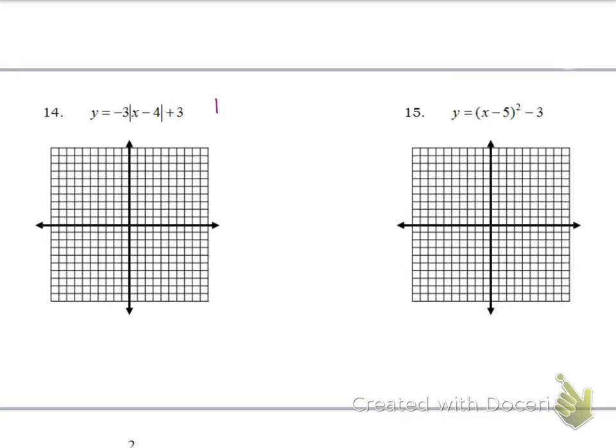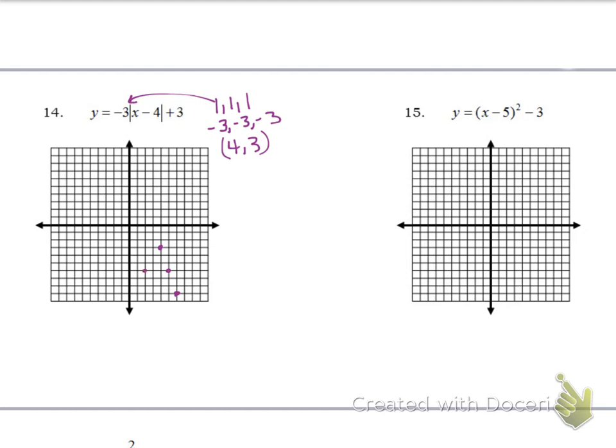Okay, absolute value, it's normally 1, 1, 1, but we got this negative 3, so it's going to be negative 3, negative 3, negative 3. My vertex is starting at 4, 3. So it's going to be facing downward, so I go right 1, down 3. Right 1, down 1, 2, 3. Right 1, down 1, 2, 3. Left 1, down 3.